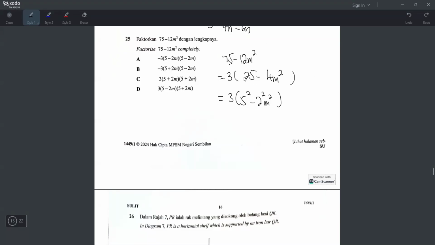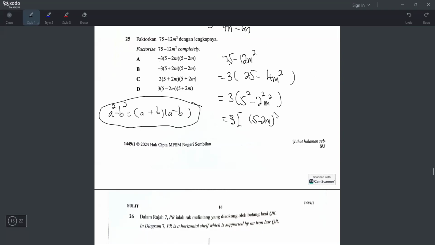And why I do this? Why I change everything to 5 square, 2 square like this? Because I know the factorization identity. When you have a square minus b square, you can put two brackets, a b, one plus, one minus, right? You remember this? So the reason why I do this is so that it becomes 3 bracket 5 square minus 2m square. Okay, sorry, let's write again nicely. So I should write like this actually, 5 square minus 2m square. Like this, right? Because the 2 and m, they both have square, so you can put bracket square like this.